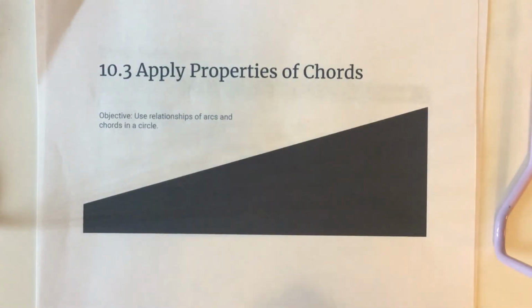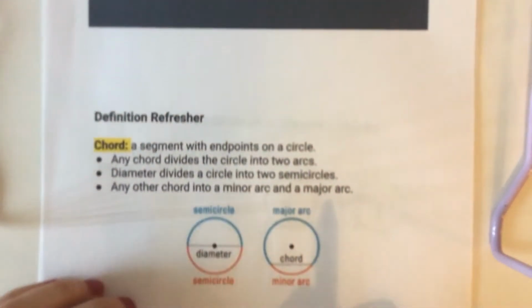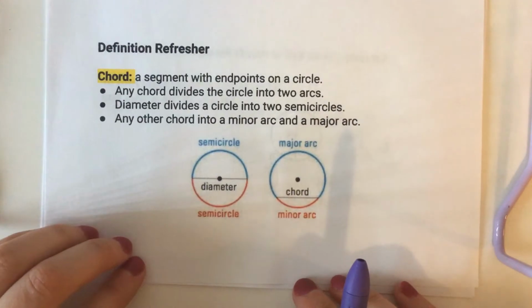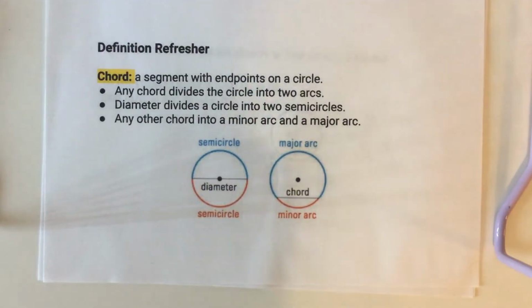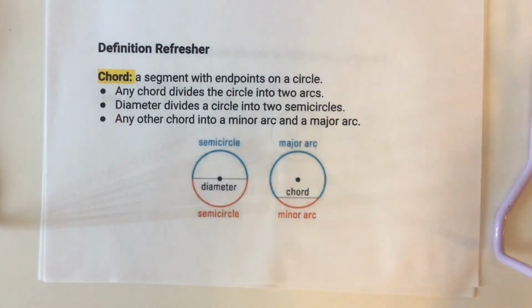Okay, so here is our lecture video for our section 10.3, Apply Properties of Chords. And just as a little reminder, back to our definitions we did at the beginning of the chapter, a chord is a segment with the endpoints on a circle. So it's just a segment inside the circle.